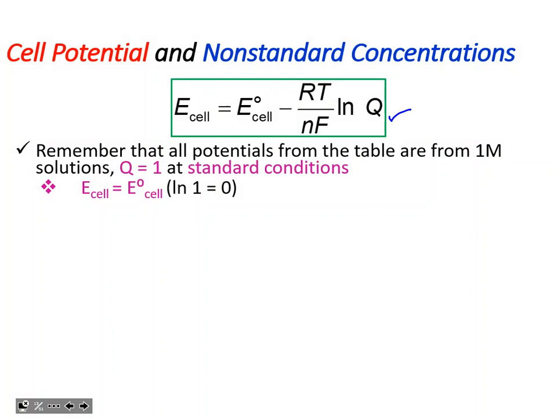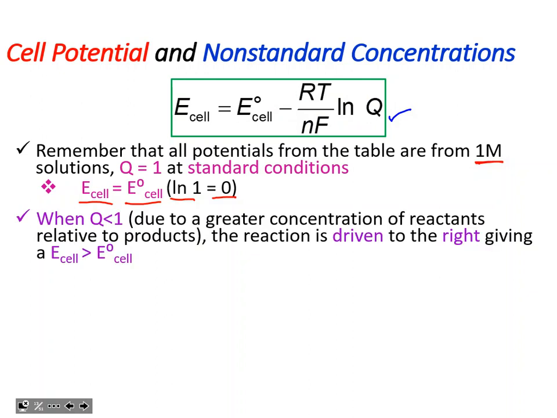A couple of factors. At standard conditions, Q is always going to equal 1 because all of the solutions are at 1 molar. So it doesn't matter if they're to a certain power or whatever, Q is always going to be 1. Do remember too, if ln 1 equals 0, that means this side of the equation is going to completely drop off, and that's why the non-standard E cell equals the standard E cell, like so.